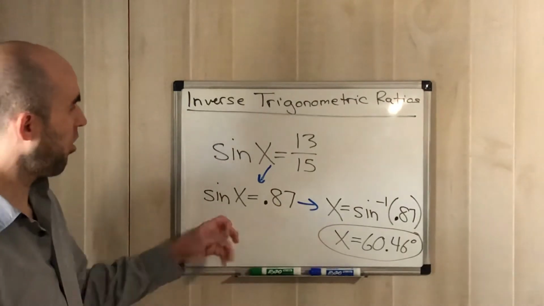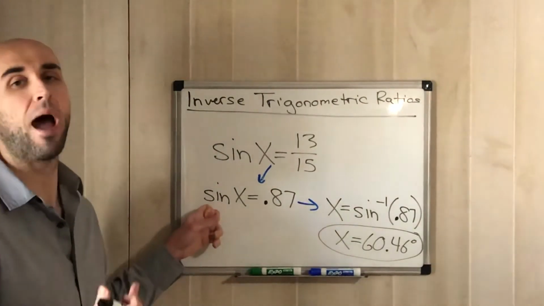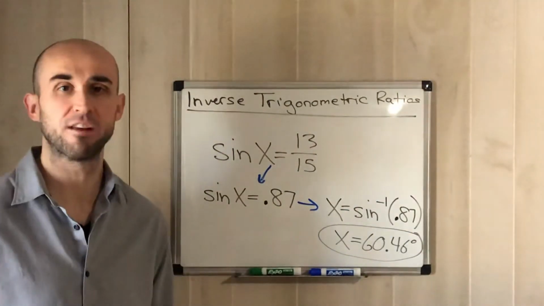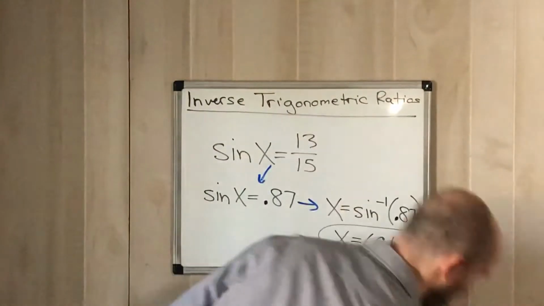And again, the only way that we get rid of the trigonometric ratio, sine, is we do the opposite. Opposite of sine would be sine inverse. Opposite of cosine would be cosine inverse, right? Opposite of tangent, tangent inverse. We're going to do more practice with this.